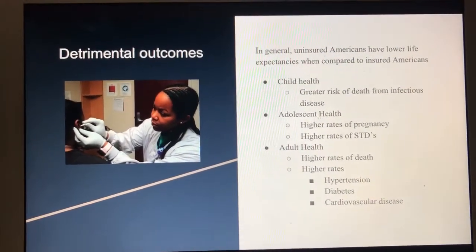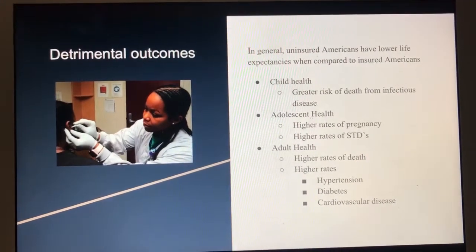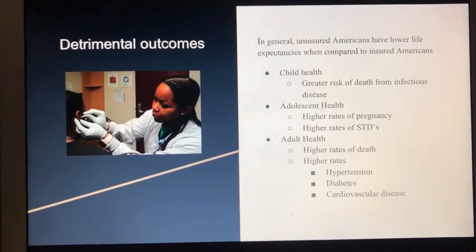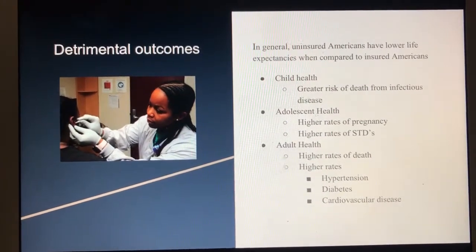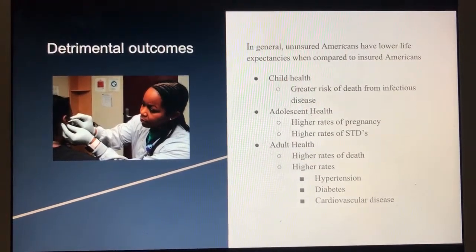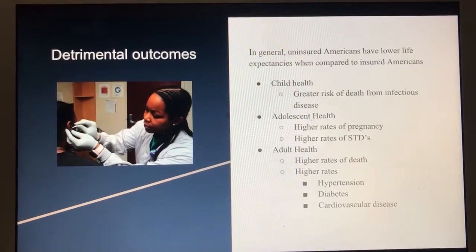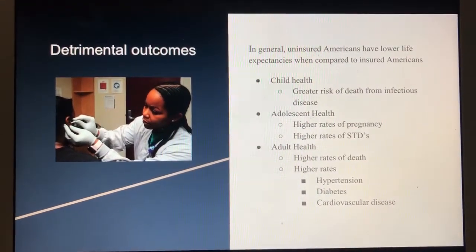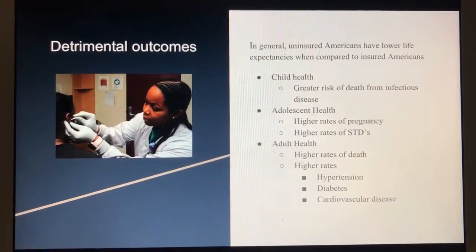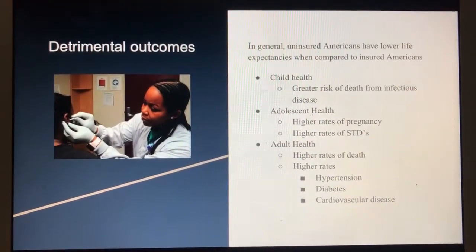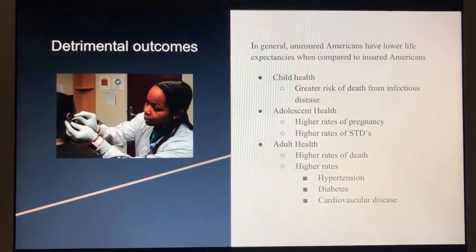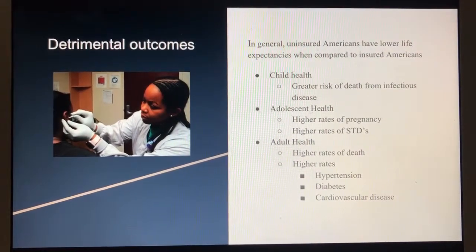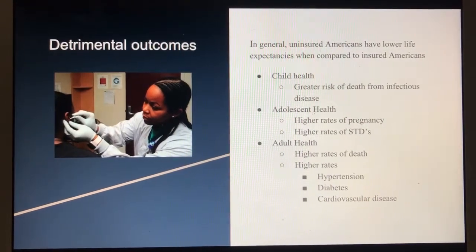Detrimental outcomes. In general, uninsured Americans have lower life expectancies when compared to insured Americans. Child health: greater risk of death from infectious disease. Adolescent health: high rates of pregnancy, high rates of STDs. Adult health: high rates of death, high rates of hypertension, diabetes, cardiovascular disease.